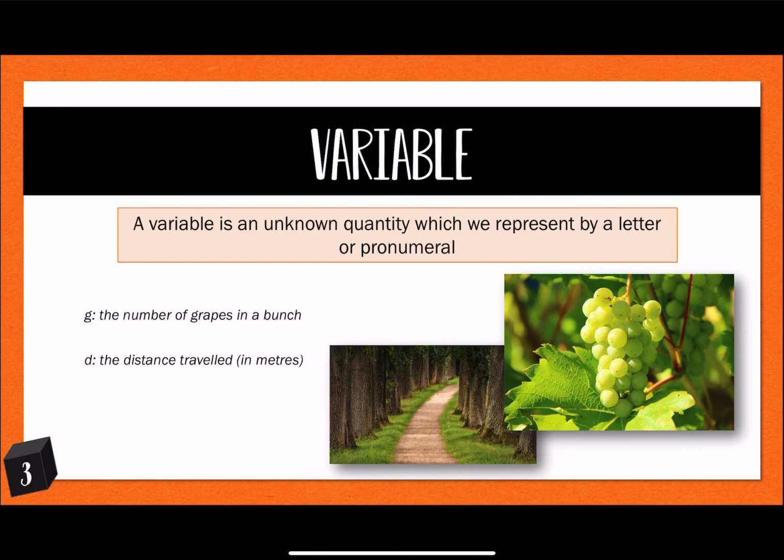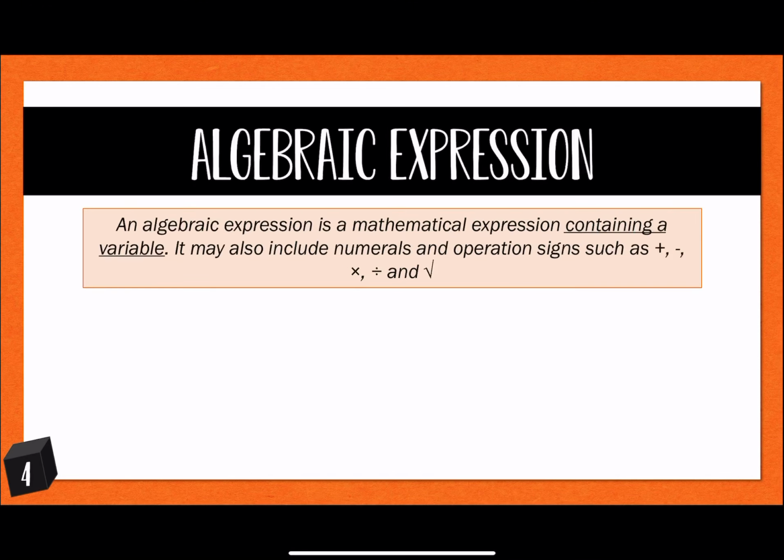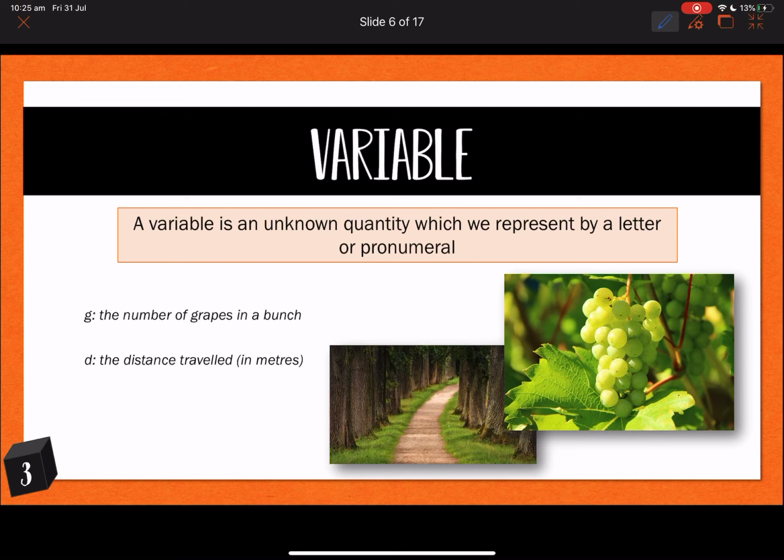The next one we're going to look at is a variable. A variable is an unknown quantity which we represent by a letter or a pronumeral because we don't actually know what the number would be. So G could represent the number of grapes in a bunch, and D could be the distance travelled in meters. If you were walking along a path, we could say that this person travelled D meters. And that's just a variable, an unknown quantity.